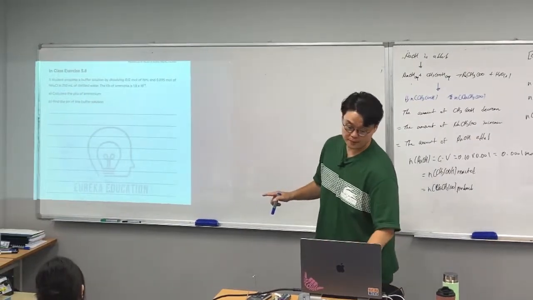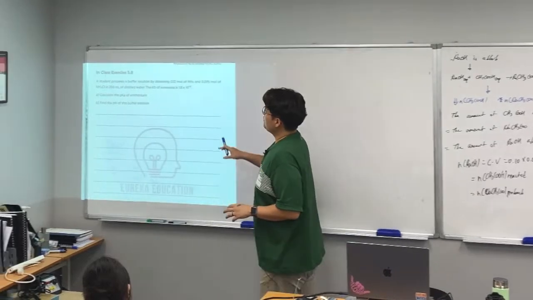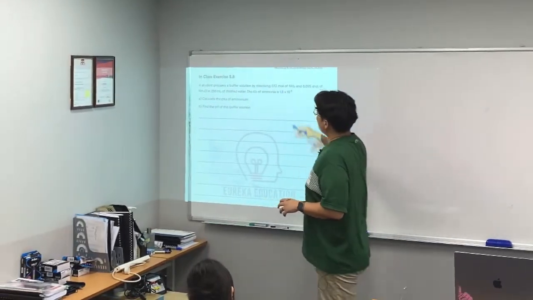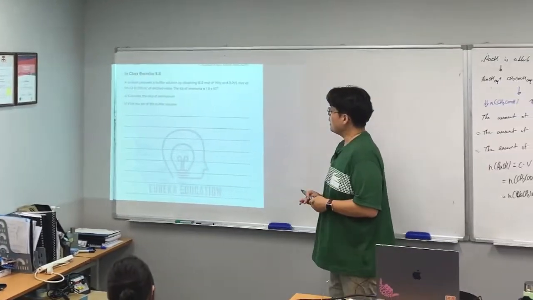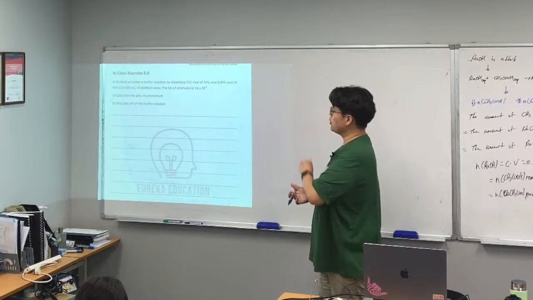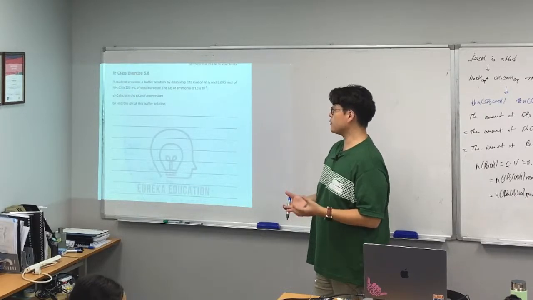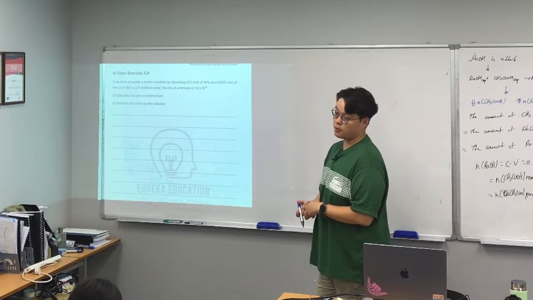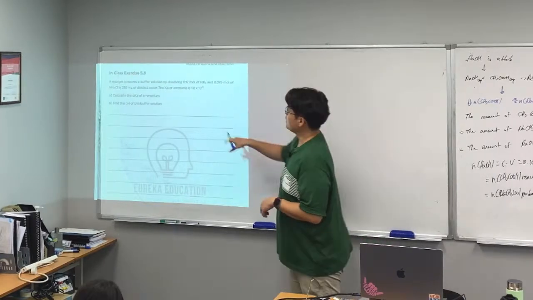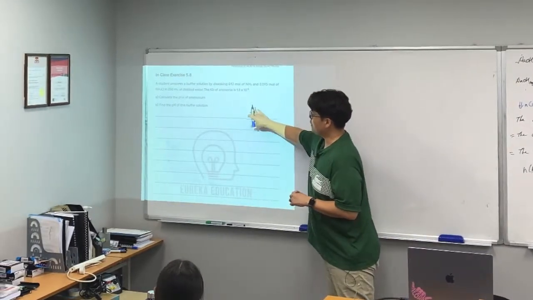Okay, 5.8. A student prepares a buffer solution by dissolving 0.12 mole of ammonia and 0.095 mole of ammonium chloride in 250 mL of distilled water. The Kb of ammonia is 1.8 times 10 to the power minus 5. A. Calculate the pKa of the ammonium.